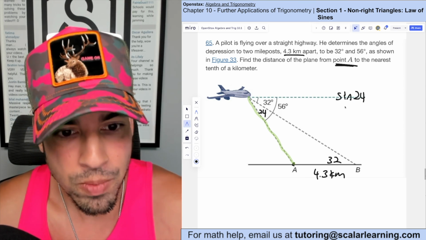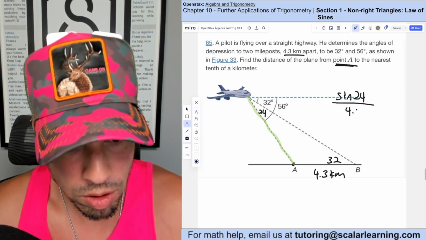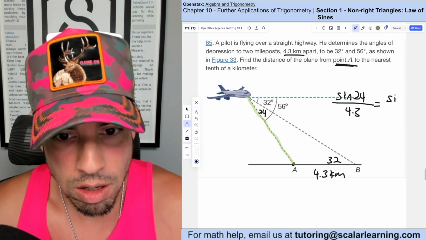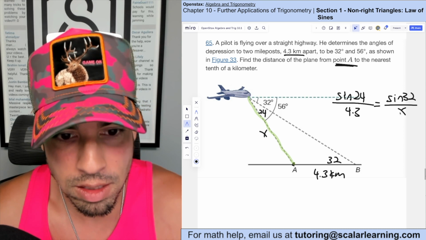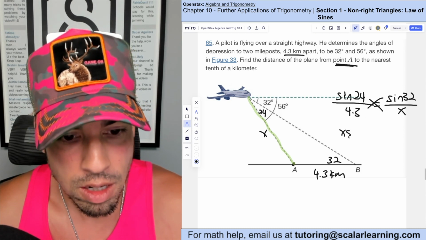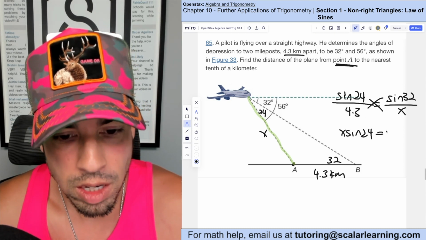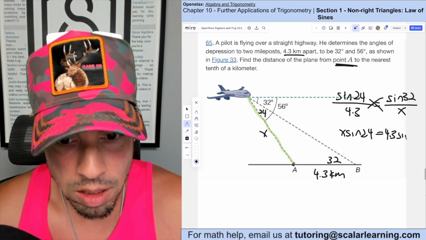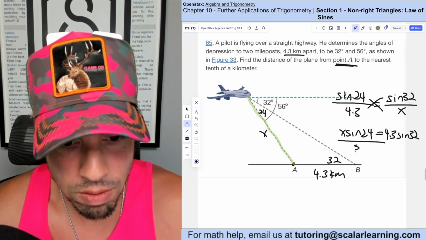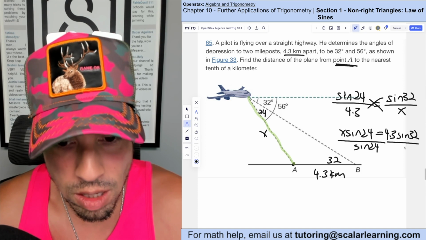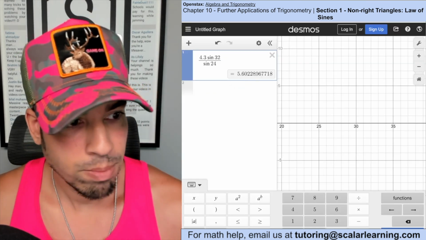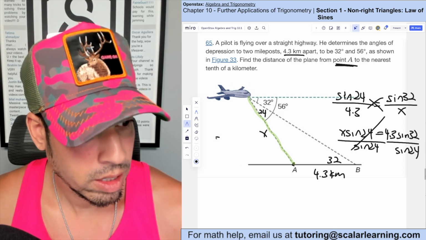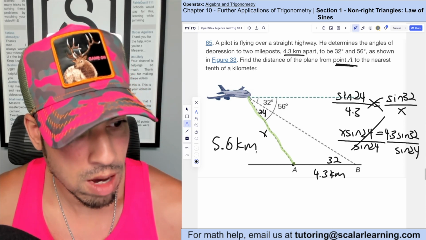We got sine of 24 over the opposite side, which is 4.3, equals sine of 32 over its opposite side, which we'll call x. Let's cross multiply: x sine of 24 equals 4.3 sine of 32, and then we're going to divide by sine of 24 on both sides, and let's see what we get in Desmos. And we get 5.6, so the answer is 5.6 kilometers.